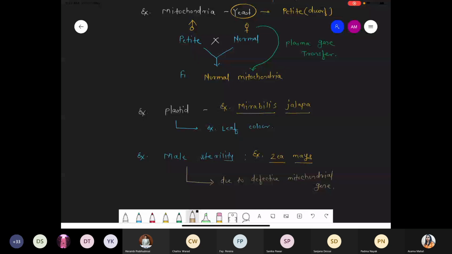Ma'am, could you please repeat about plastid? See, plastid, as you know very well, is divided into three parts: leucoplast, amyloplast, and chloroplast. When you talk about plastid, it is studied in Mirabilis jalapa, common name four o'clock. What did scientists observe? They observed the leaf color.